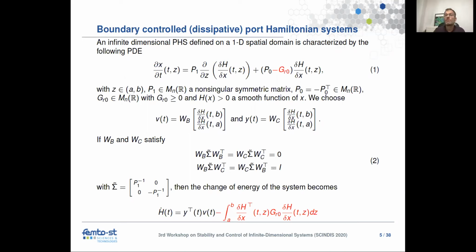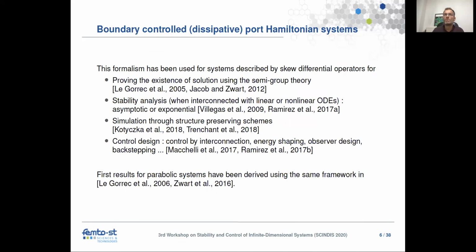And in order to illustrate this formulation on a simple example, I'm going to use an example, but just to say that this formalism has been used for systems described by skew differential operators with or without dissipation for proving existence of solutions, stability analysis, but also for simulation purposes through structure preserving discretization schemes, and for control design. Because as the energy is at the core of this formalism, we can try to modify the closed loop energy function by using a controller in order to drive the system to a desired equilibrium position with some given performances. So you can see all these papers that are dealing with these works.